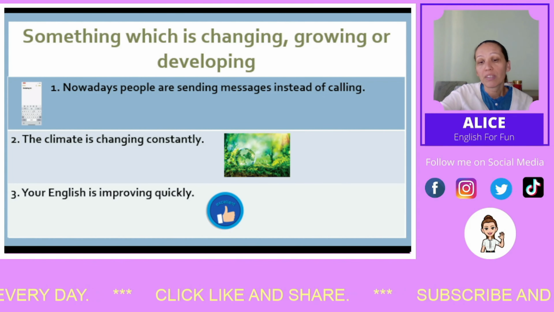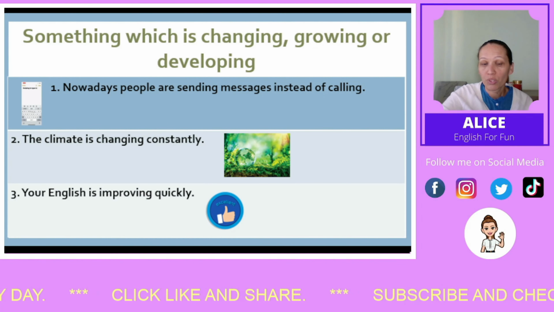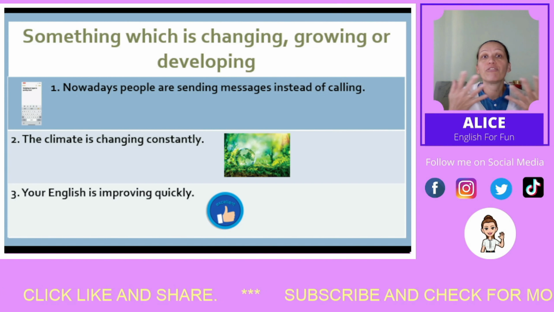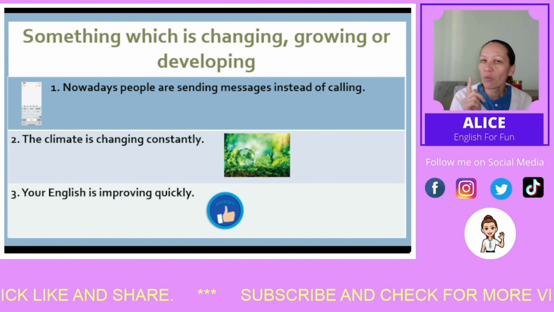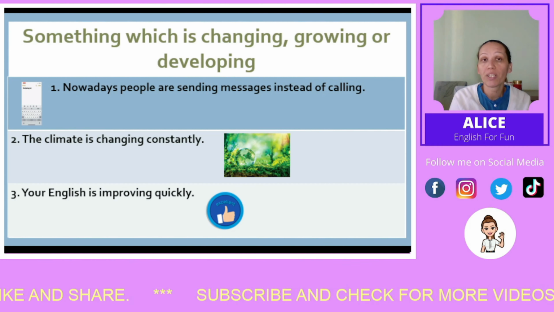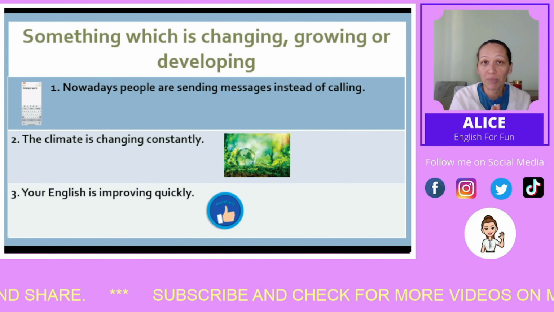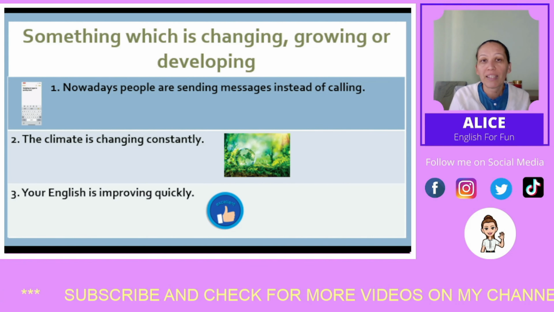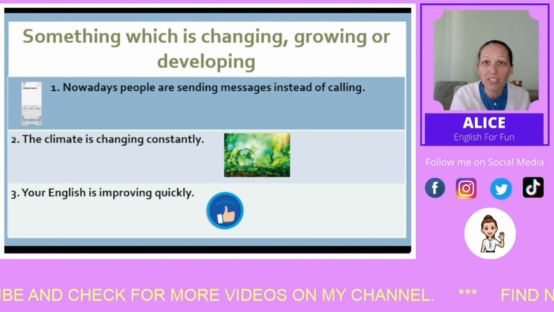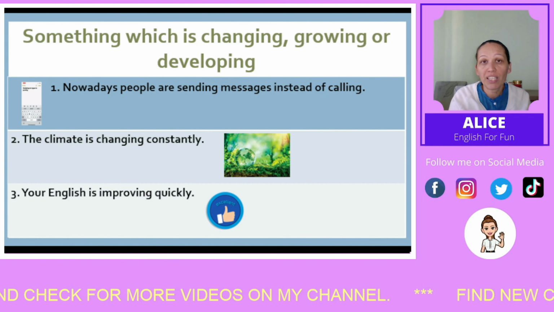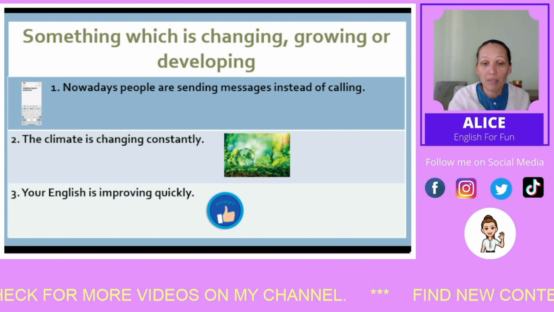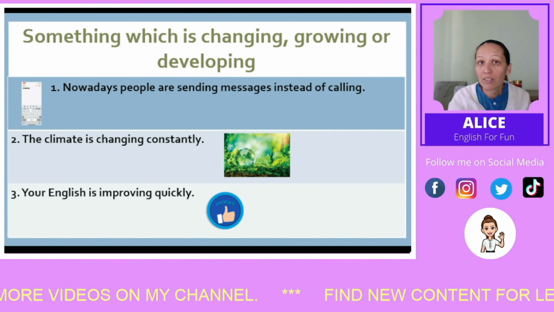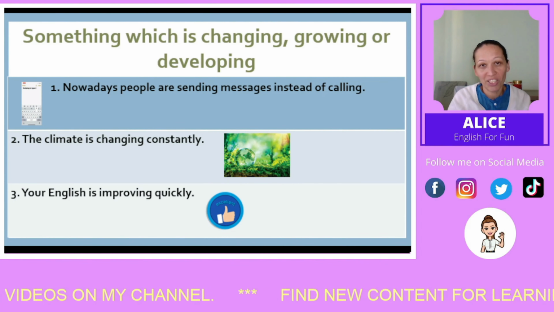And here you can see examples when we use present continuous, when we're talking about something which is changing, growing, and developing. For example, nowadays people are sending messages instead of calling. So what does it mean? It means that people are not sending messages right now, but these days people prefer to send messages instead of calling. So nowadays people are sending messages. It's something which is new, which is becoming more and more popular. So that's why in this case we're using present continuous.